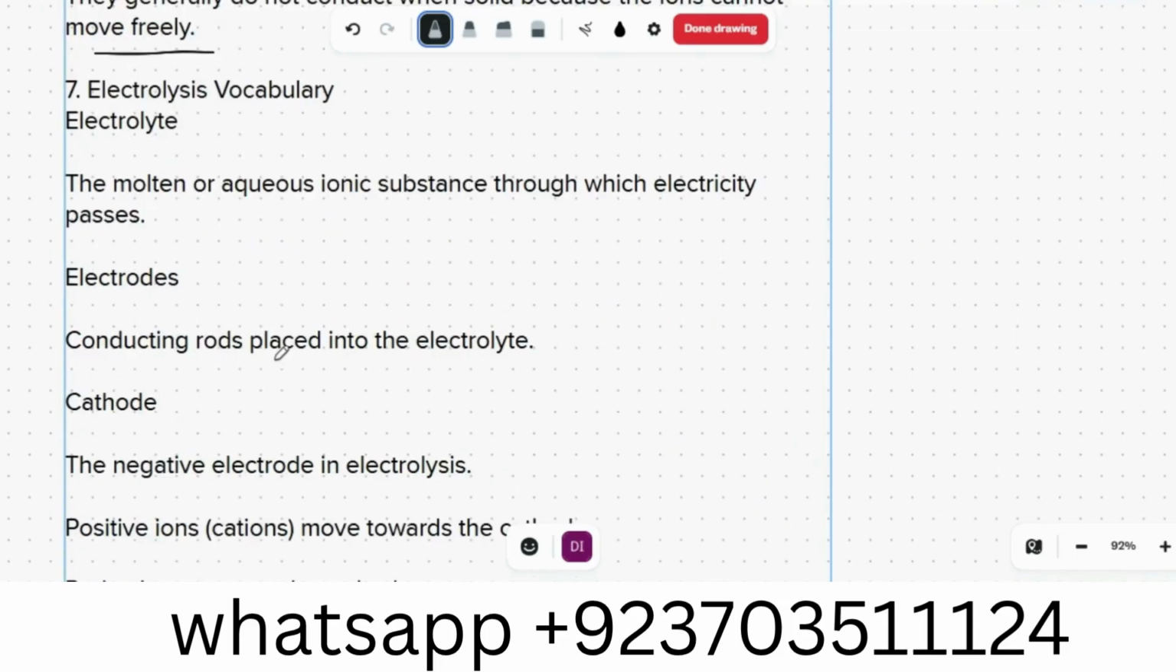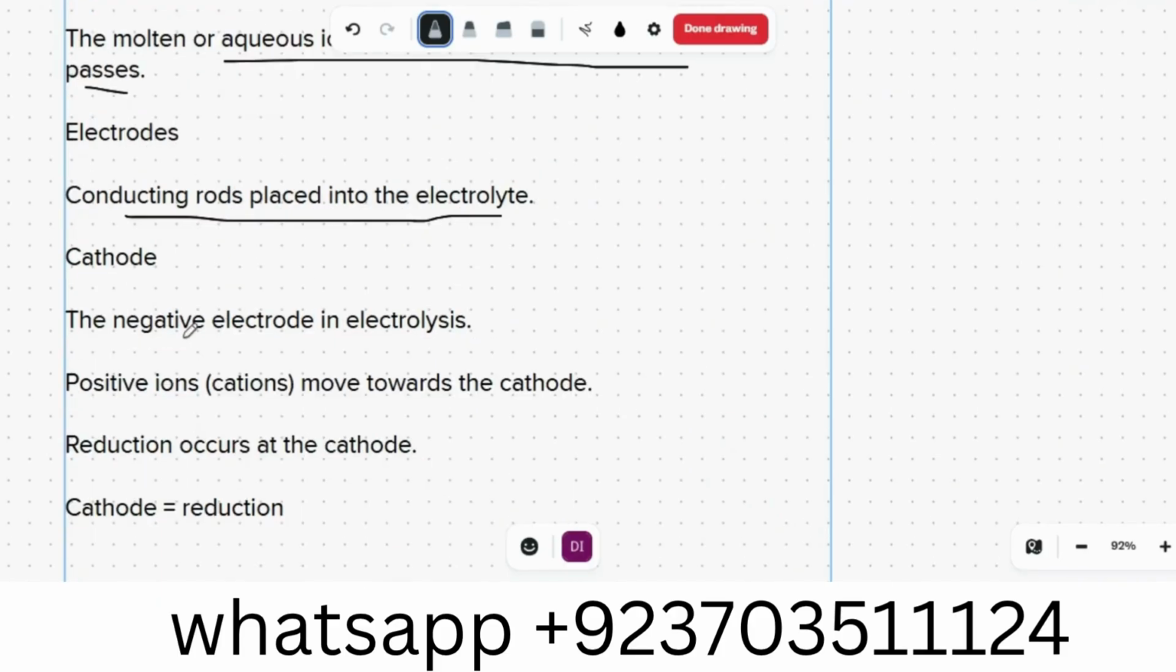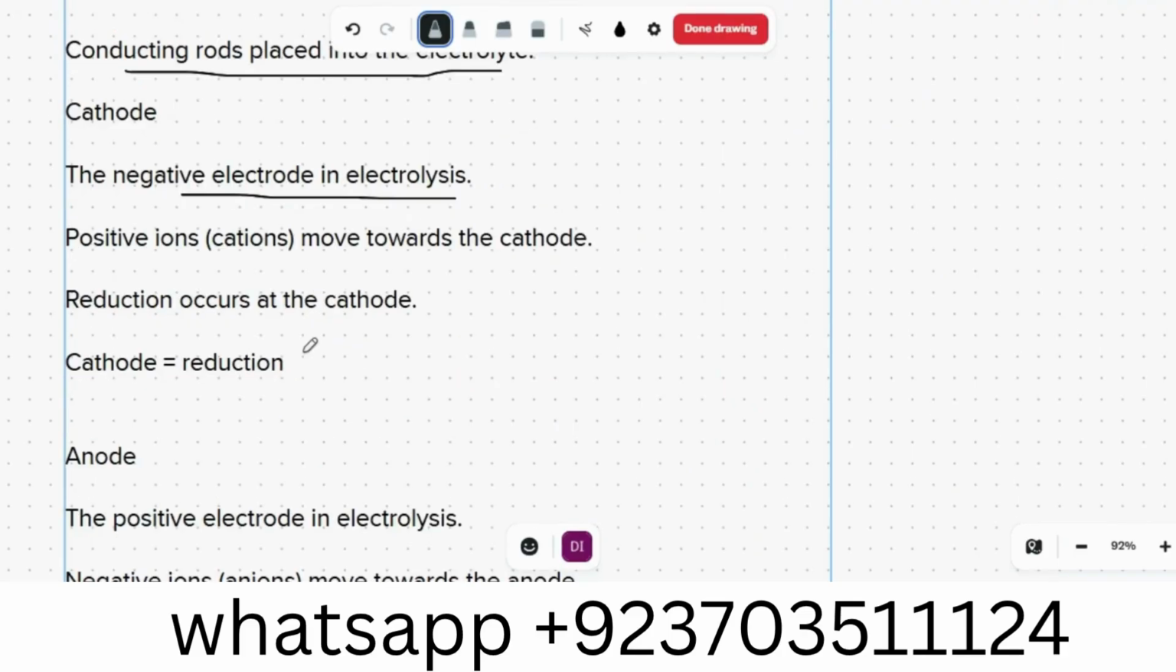Electrolysis vocabulary. Electrolyte: the molten or aqueous substance through which electricity passes. That is called the electrolyte. Electrodes: the conducting rods placed into the electrolyte. The cathode is the negative electrode in electrolysis, and positive ions, cations, move toward the cathode. Reduction occurs at the cathode. Cathode equals reduction.